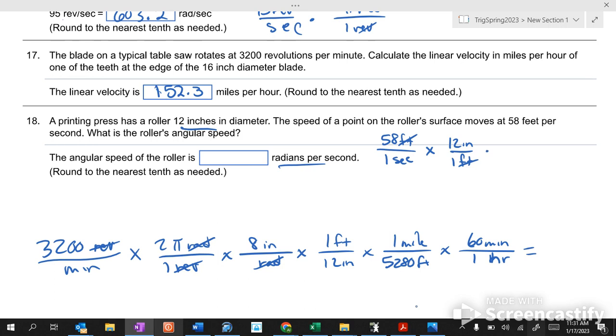And then I have to get rid of the inches. So I know my radius, my one radius is 12 inches. Oh, 12 inches in diameter, so it's a 6-inch radius. So inches cancel with inches, and now I have radians per second. So it's 116, right? Radians per second.